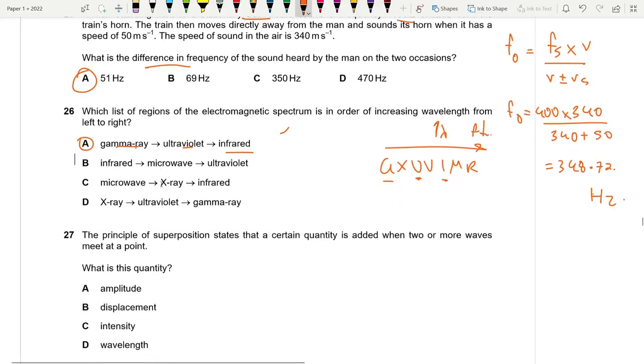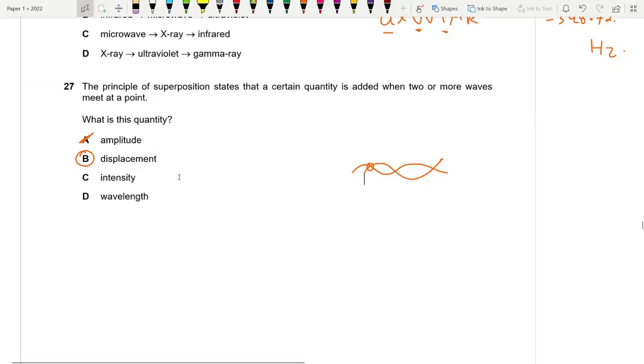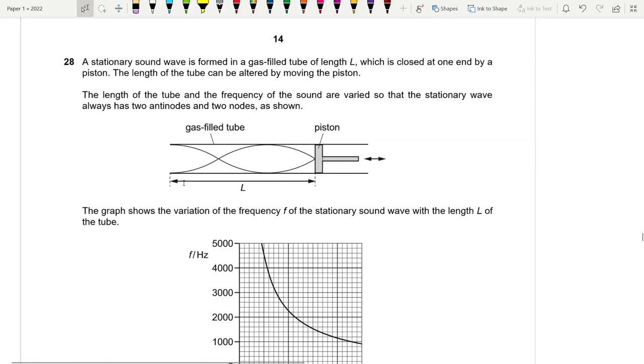26 is A. 27. The principle of superposition states that a certain quantity is added when two or more waves meet at a point. What is this quantity? Okay, so a lot of rookie students would mark amplitude, but it's displacement. Displacement is added. Amplitude is the maximum displacement from the point. Not necessarily will it always be added. Some displacements might be added, like a graph like this. What if it's like this? These are not amplitudes, but they'll still be added. They're displacements. Okay, 27 is B.